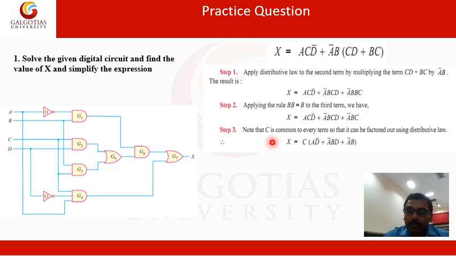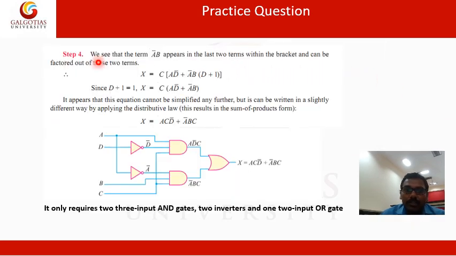Now C is common, so we take it outside the bracket, and A D bar plus A bar B D plus A bar B will be the expression. In the fourth step, we see that A bar B appears in the last two terms in the bracket. So we take A bar B outside, that is D plus 1, and since D plus 1 is always 1, we write X is equal to C times A D bar plus A bar B.